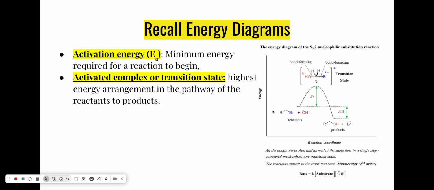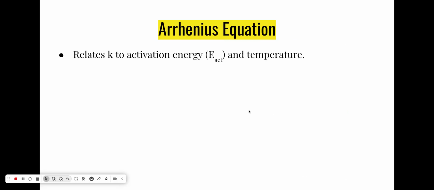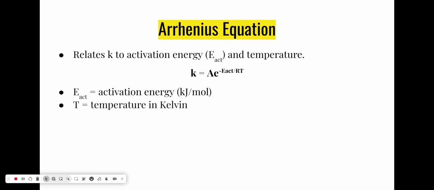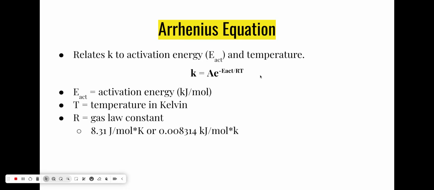Now, the Arrhenius equation is going to relate the rate constant K of our mechanisms and our chemical reactions, our reaction rates, etc., from the rate laws to the activation energy, EACT, and temperature. So the rate constant K is equal to capital A times e to the negative EACT over RT, where EACT is your activation energy in kilojoules per mole. Your temperature is in Kelvin. The R is your gas law constant, and it is 8.31 joules per mole per Kelvin.